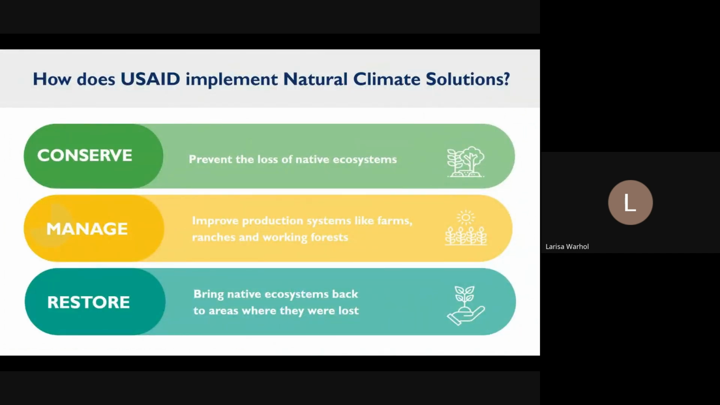And so how do we, in fact, implement NCS at USAID? We have what we call 3 different pathways. We conserve, so we're preventing the loss of native ecosystems. We do focus a lot on tropical forests, but this can extend to mangroves, peatlands, rangelands, all different kinds of ecosystems. We then manage, so we improve production systems like farms, ranches, and working forests. And then we also restore, so we're bringing back native ecosystems from areas where they were lost or often degraded. Next slide, please.